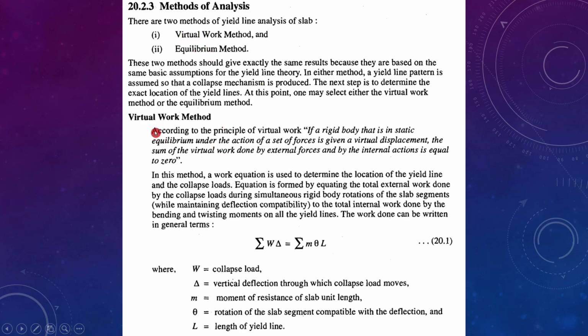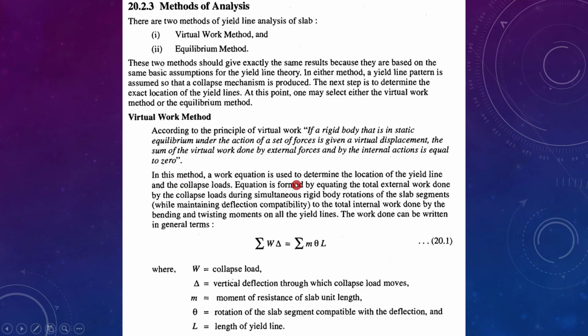two methods. In the virtual work method, according to the principle of virtual work, which means no work is done in reality, if a rigid body that is in static equilibrium under the action of a set of forces is given a virtual displacement, the sum of virtual work done by the external forces and the internal actions is equal to zero. So that means for an equilibrium state, if we give a virtual displacement, then the total work done internally will be equal to the total work done externally.